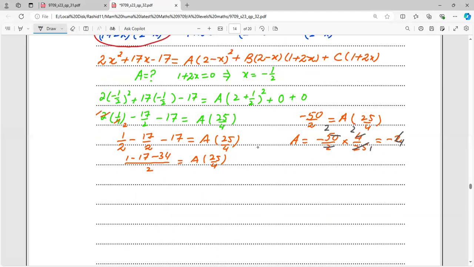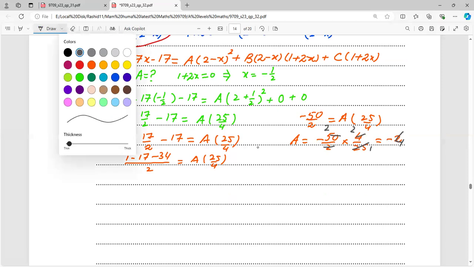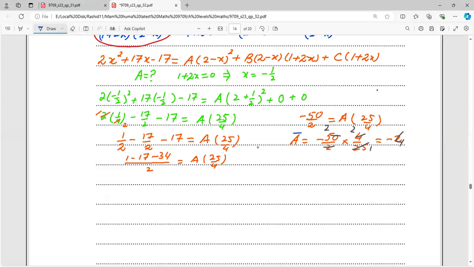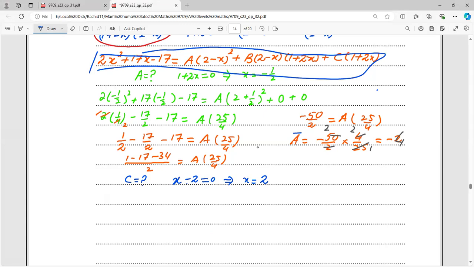Similarly, if you want to get the other answer, I will change the color of the marker over here. Suppose I am using the blue marker in this case. If I want to find the value of C, because the value of B is not possible, the second denominator, what was the second denominator? The second denominator is x minus 2. You have to put it equal to 0. The value of x over here is 2. So again, put it in this equation. That is the equation you have to replace over here. Put the values. What will you get as the value of C?